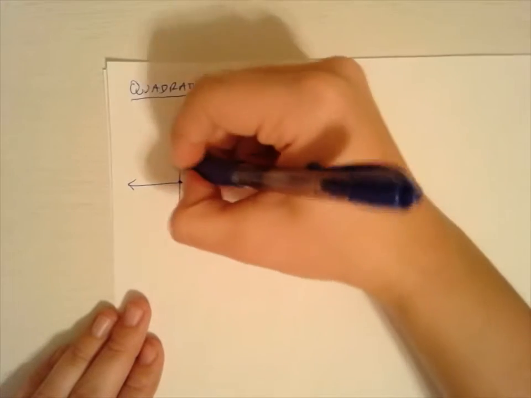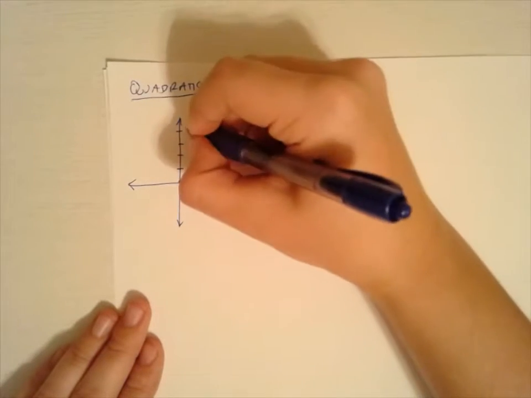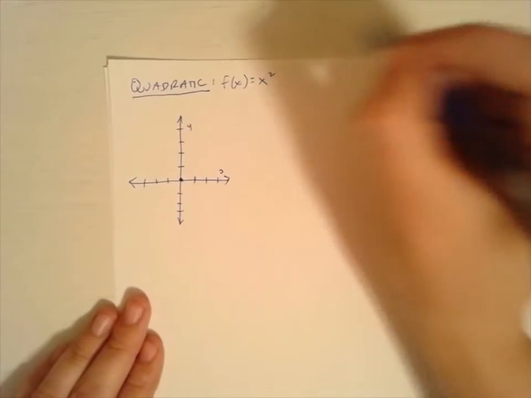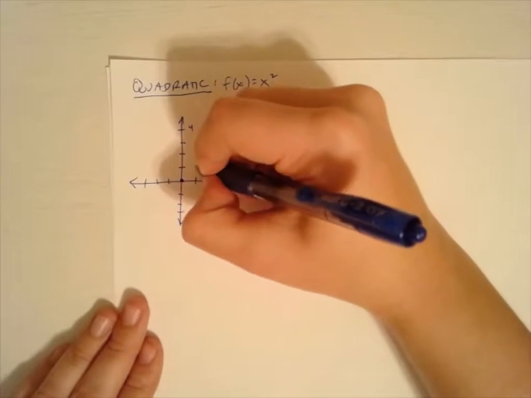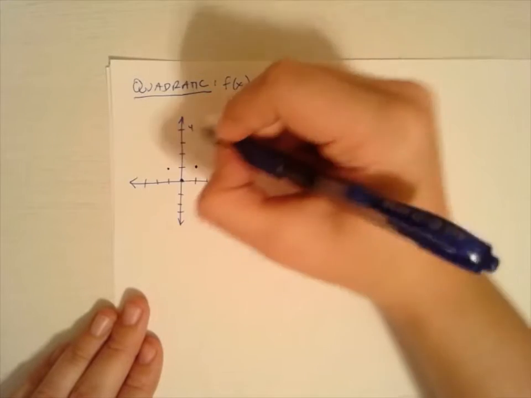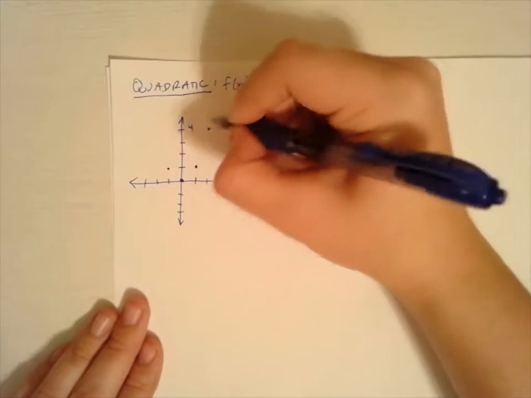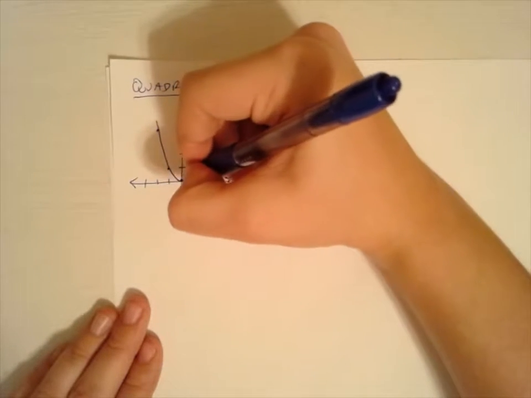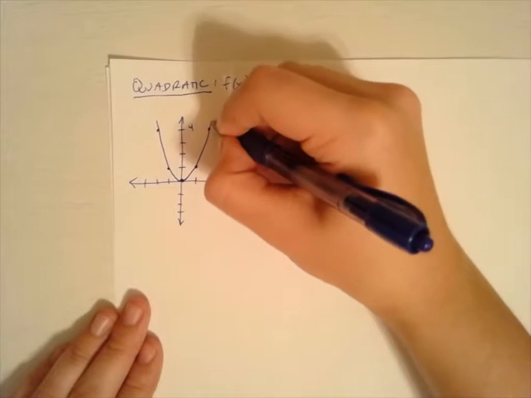Let's make some more things out here. 4, let's call this one 3. And here we go. Okay. There's always a point at 1, 1, negative 1, 1, at 2, 4, and at negative 2, 4. And you can just make those 5 points and then make your nice little U-shape.